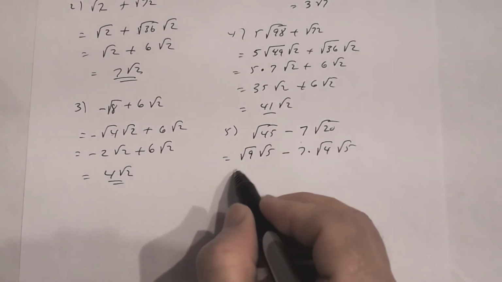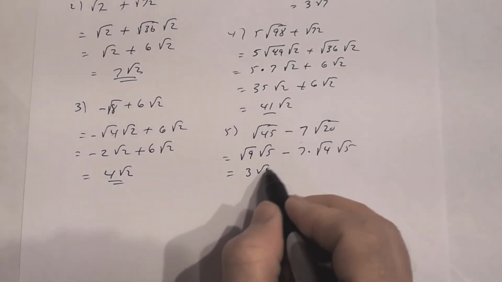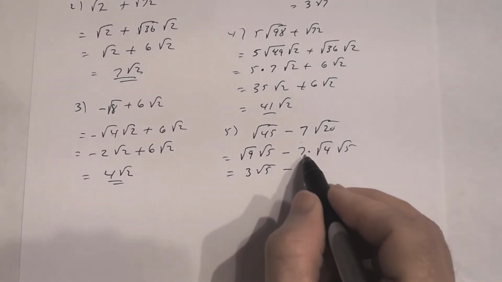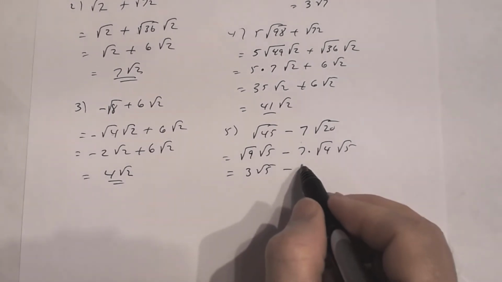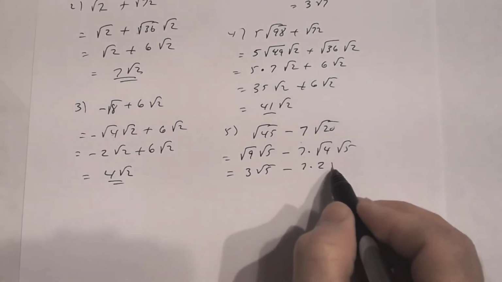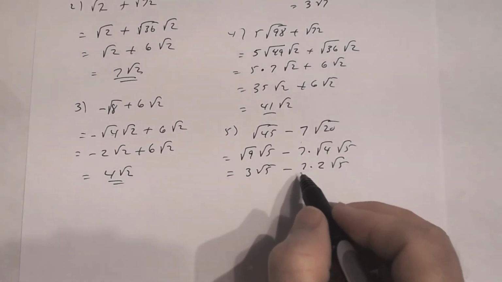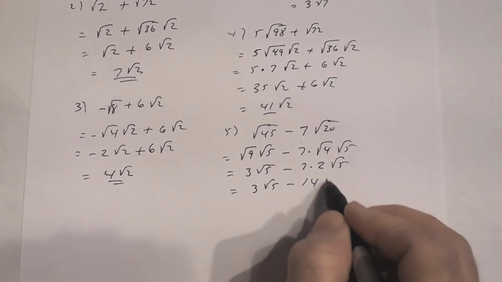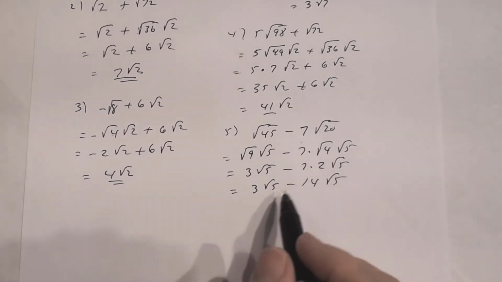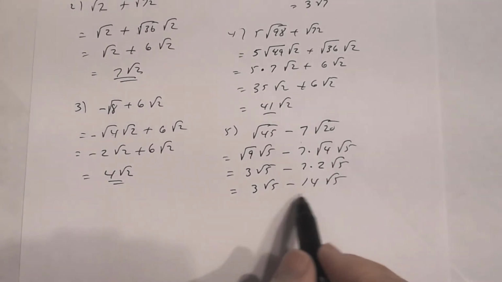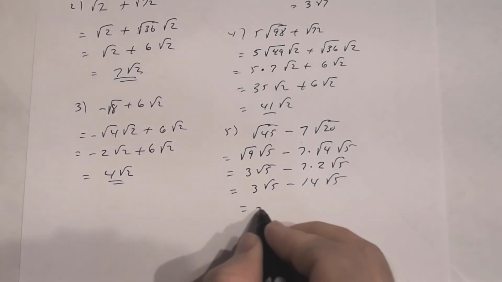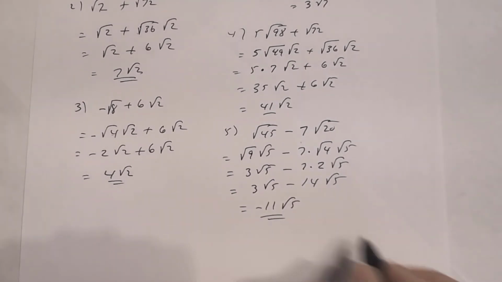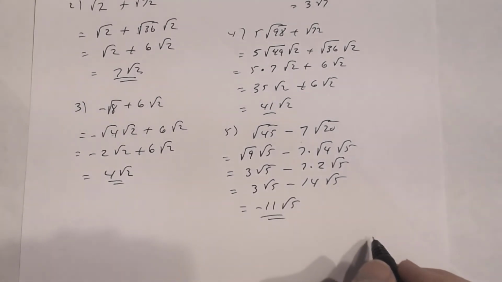And so now the square root of 9 is 3, so this becomes 3 square root of 5 minus, and then that's 7, and we can just go ahead and rewrite it. 7 times 2 square root of 5, and then 7 times 2 is 14. So I get 3 square root of 5 minus 14 square root of 5. And then notice 3 minus 14 is going to be a negative 11 square root of 5. All right, so that's answer number 5. So negative 11 square root of 5.